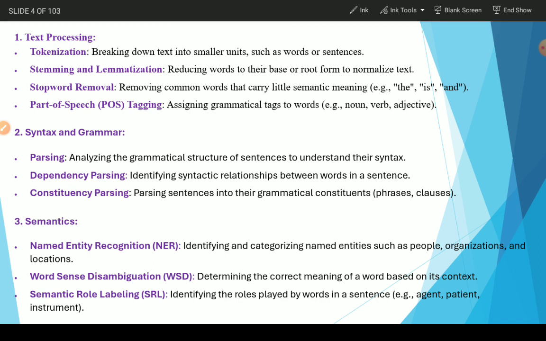Syntax and grammar. Parsing: analyzing the grammatical structure of sentences to understand their syntax. Dependency parsing: identifying syntactic relationships between words in a sentence. Constituency parsing: parsing a sentence into its grammatical constituents, such as phrases and clauses.